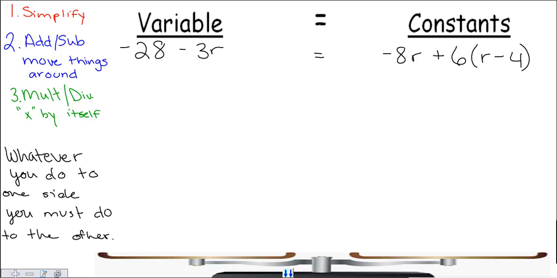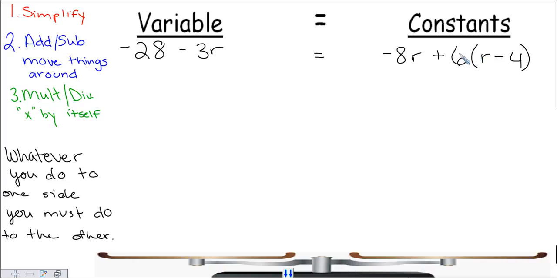Again, another solving multi-step equation. We're going to do the same process that we did the first time, just apply it to another problem. Okay, so our first step is to always simplify. Now in this problem, we don't have any like terms yet, but we do have the distributive property over here.